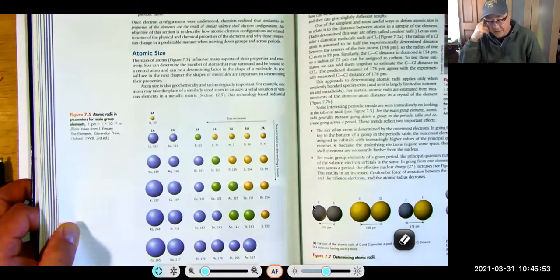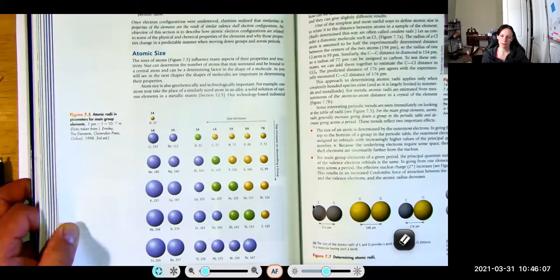Yeah. So would you say that your hypothesis looks pretty good, that the lower down in the periodic table it is, in a group, the bigger it will be? You're right. Yeah. I think you should know that.